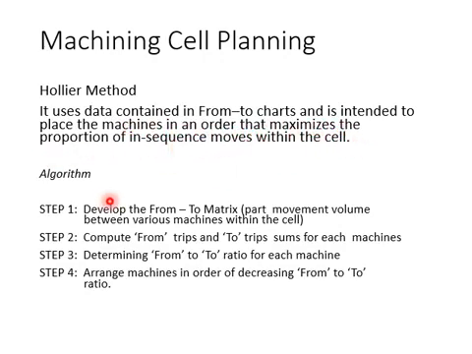Now see this algorithm. The first step, develop the from-to matrix, that is the part movement volume between various machines within the cell. Second step, we will compute the From sums and the To sums for each machine. Third step, we will determine the From/To ratio for each machine. And the last step is to arrange the machines in order of decreasing From/To ratio.